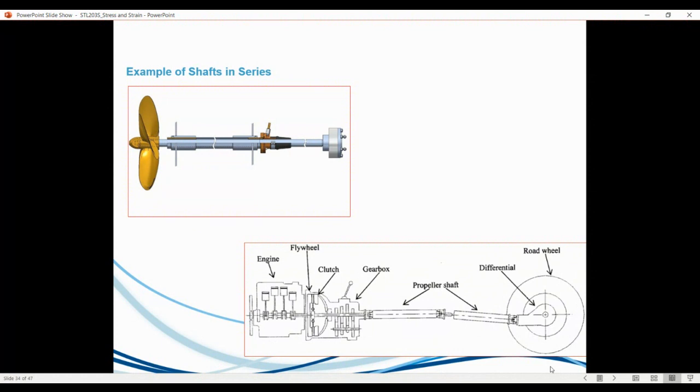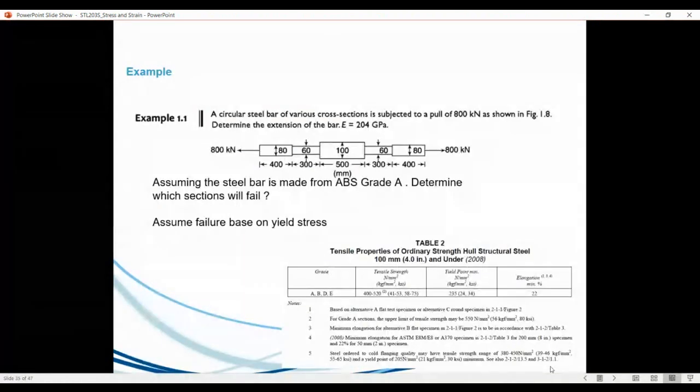A parallel arrangement is not really common. Okay, so let's do this question. I'd like you guys to try this question. First, what arrangement do we have? And then I would like you to find the extension of the bar. And I will do the next part again.